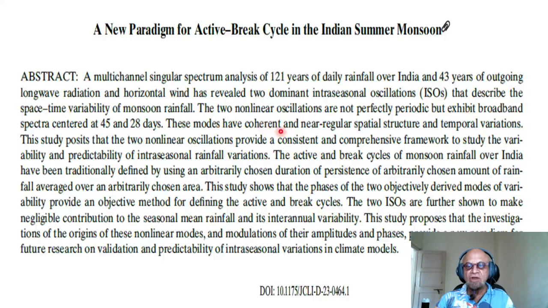Let's see. The two nonlinear oscillations are not perfectly periodic, but exhibit broad spectra centered around 45 and 28 days. These modes have coherent and near regular spatial structure and temporal variations. There are definitions that are involved in active period, break period, and so on, core monsoon zone, but then there are out of phase relations between the core monsoon zone and the northeast, the peninsular India and the core monsoon zone, and so on and so forth. So moisture supply issues, all kinds of issues exist. Remember, there is a background southwesterly wind, which also has an intra-seasonal time scale in it, etc., etc.